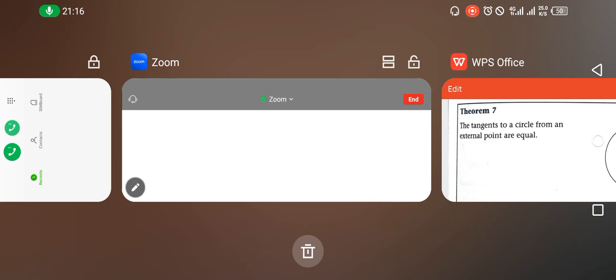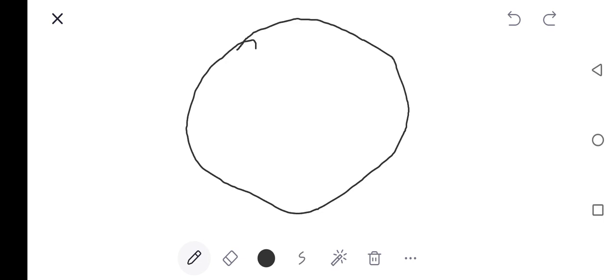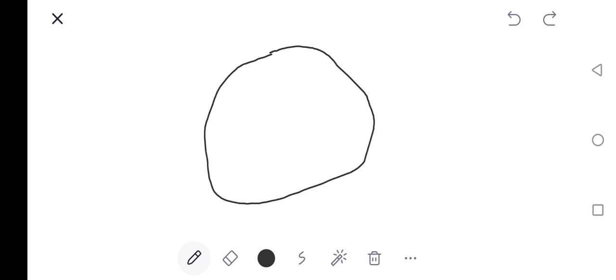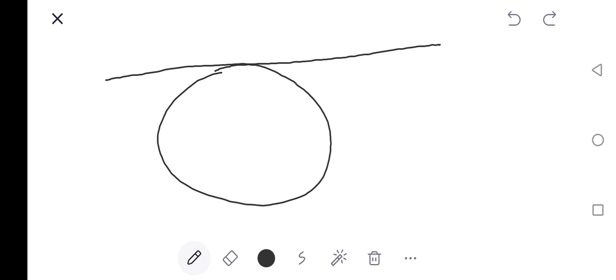So in an event, you are given a circle like this. That's too big a circle. And then now you've got a line here. That's a tangent. So tangent is a line that touches one point only.